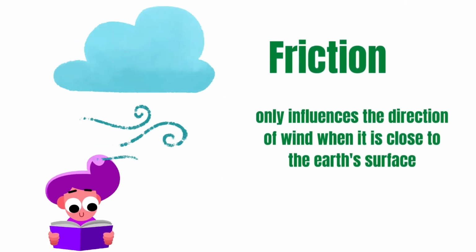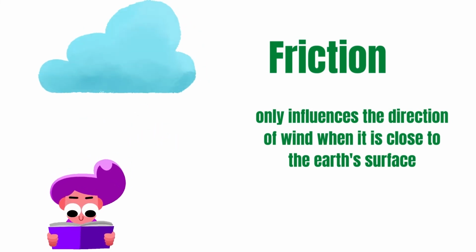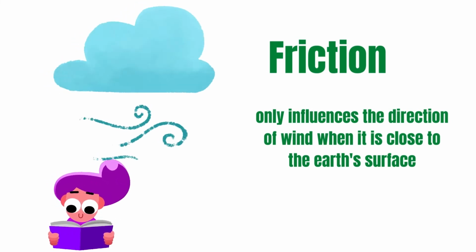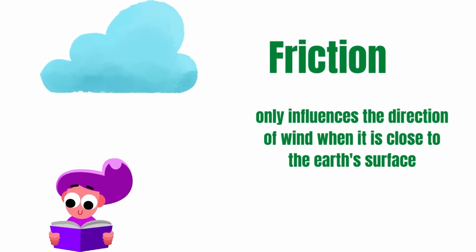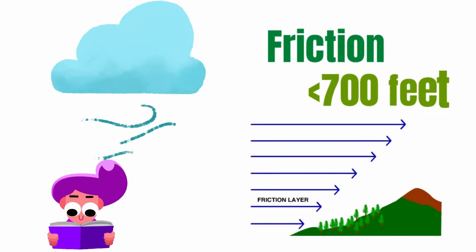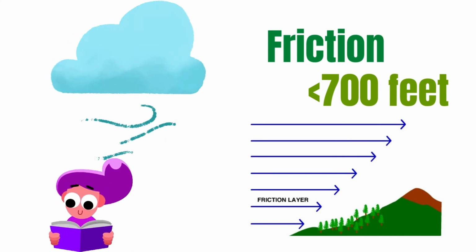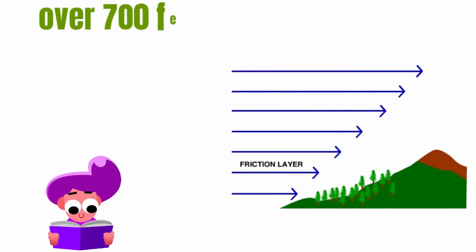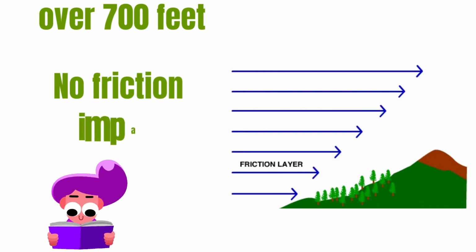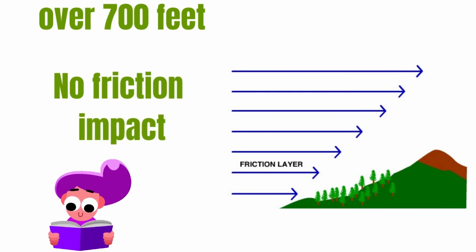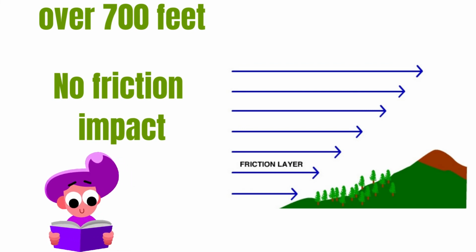The last driving force is friction. Friction only influences the direction of wind when it is close to the Earth's surface, and that is typically defined as less than 700 feet above the surface of the Earth. When wind is close to the ground, it is affected by friction of objects and topography of the surface. But once we get over 700 feet above the surface of the Earth, friction will no longer have a measurable impact on the direction of the wind.